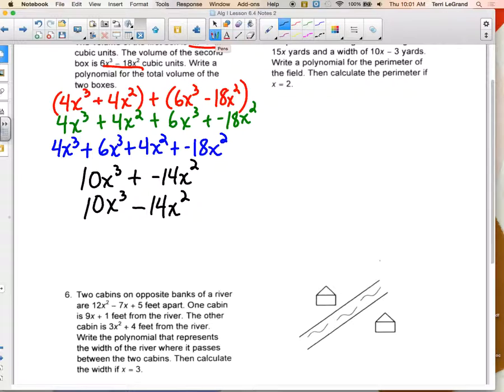So when it says write a polynomial, that's what we get. We get a polynomial, don't we? What kind of a polynomial do we get? It's a cubic binomial, isn't it? Now, that cubic binomial is representing what? Total volume. So we need to give it a label.